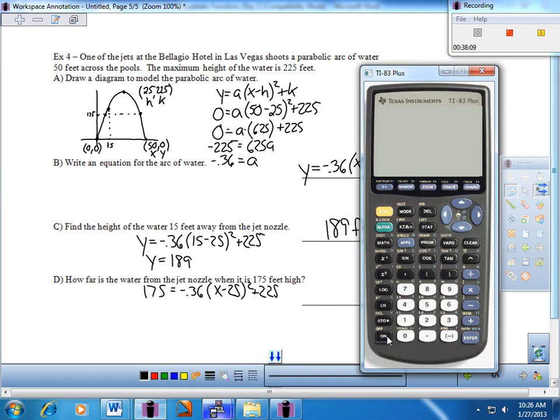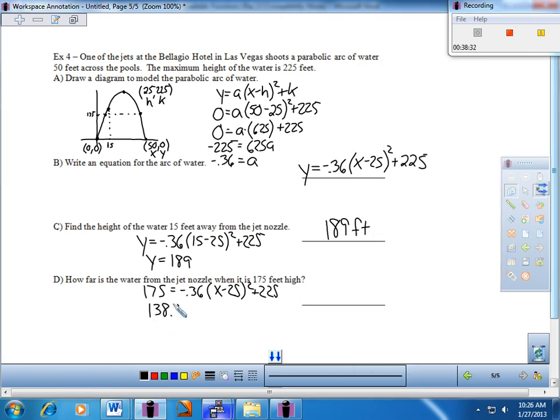So I'm going to bring that calculator up, and I'm going to take that 175. I'm going to bring over the 225, everyone. So subtract 225, and I get that. Now I'm going to divide by the negative 0.36. And I've got about 138.89. All right, this is interesting. And here's what I would ask. What do you do now?